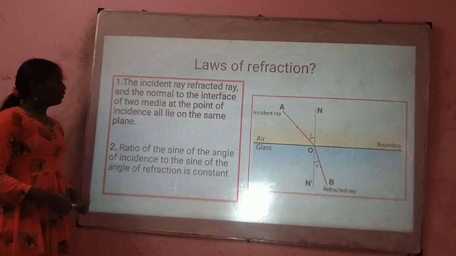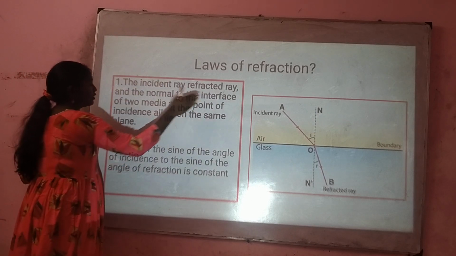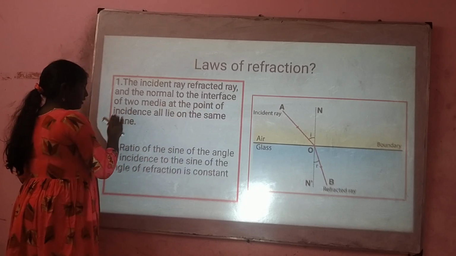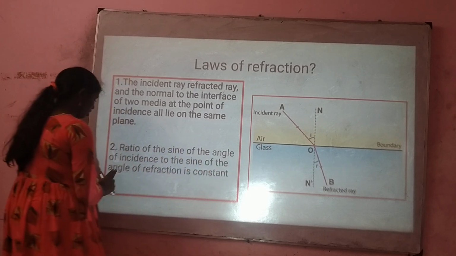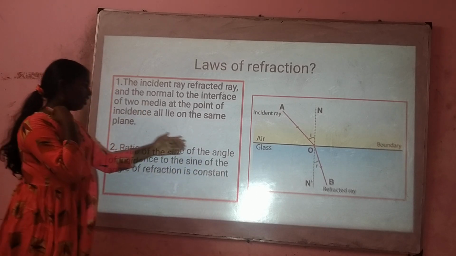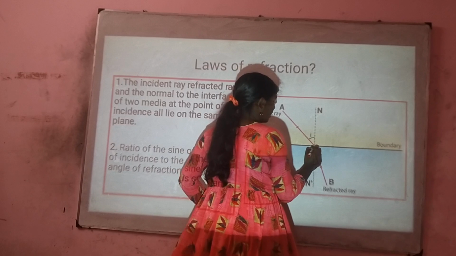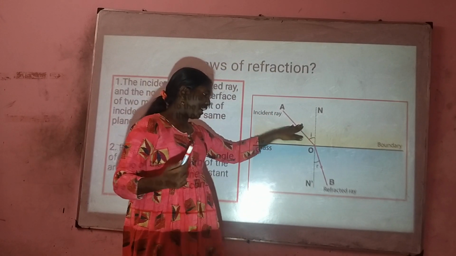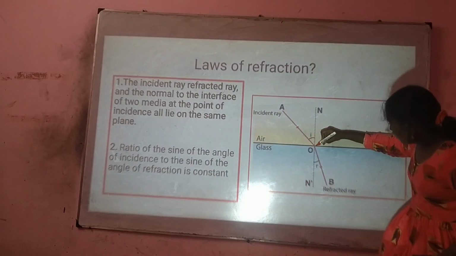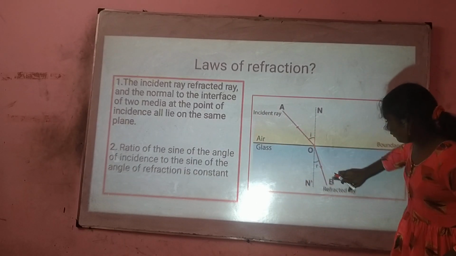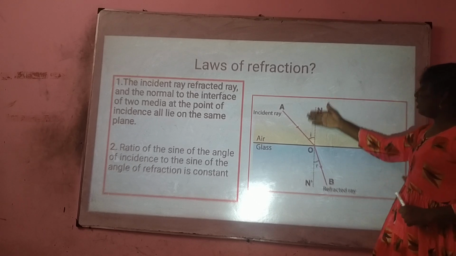Laws of refraction. So reflection and refraction have laws. The first law of refraction is that the incident ray, refracted ray, and the normal to the interface of the two media at the point of incidence all lie in the same plane. The second law is that the ratio of the sine of the angle of incidence to the sine of the angle of refraction is constant. The first law states that all these are in the same plane: incident ray, refracted ray. In reflection, the ray goes here, which is the reflected ray. Now the refracted ray goes below, but it bends. It does not go straight. If it goes straight, it means it did not reflect or refract. Its bending means it's a refracted ray. So these all lie in the same vertical plane.